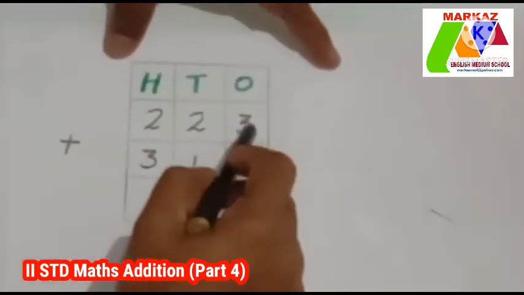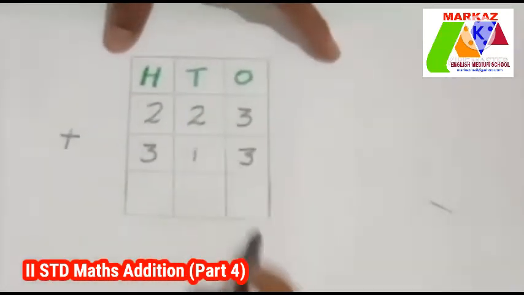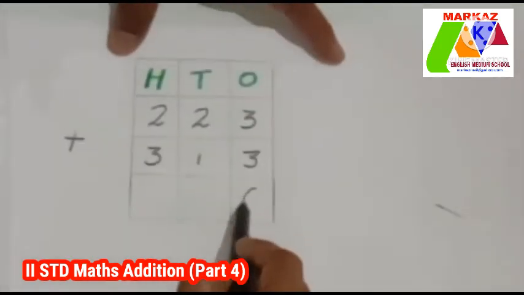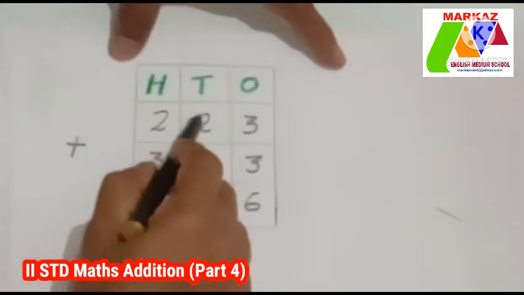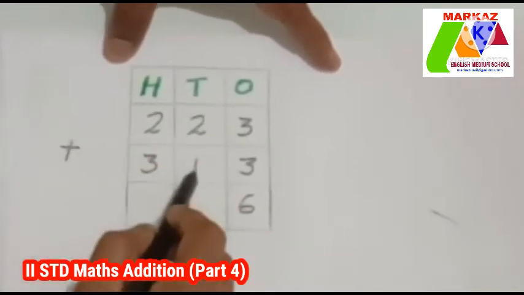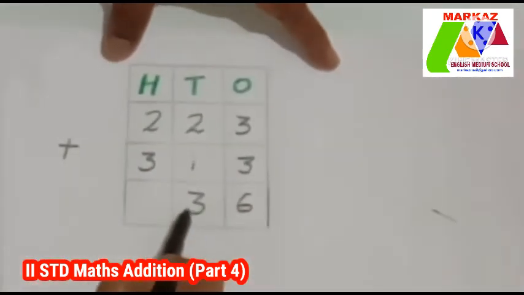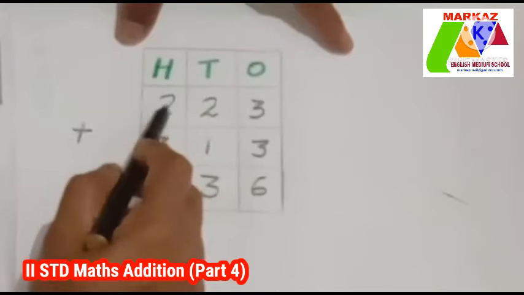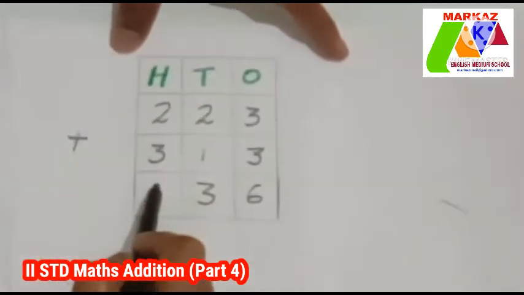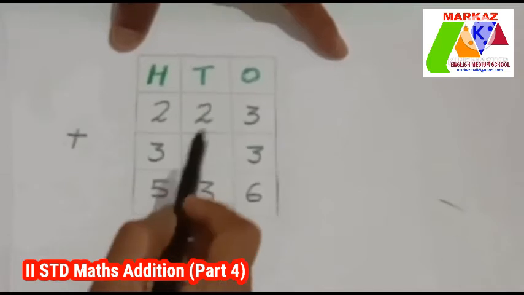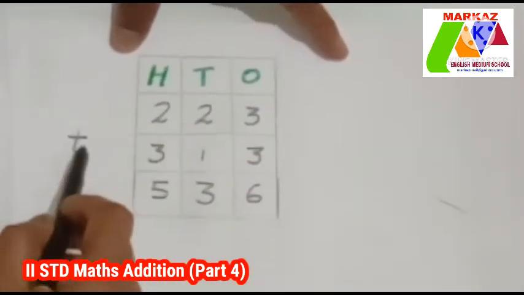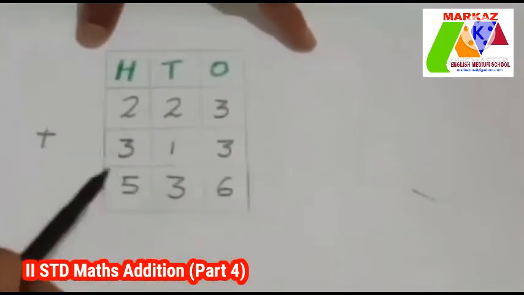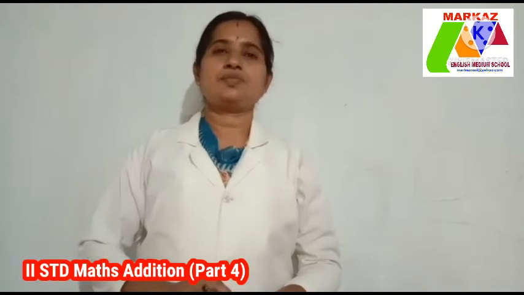Let's add the numbers at ones place first. 3 plus 3, 6. Next, 2 plus 1, 3. Finally, add the numbers at hundreds place. 2 plus 3, 5. Thus, 223 plus 313 is equal to 536. Let's go to your textbook exercise.